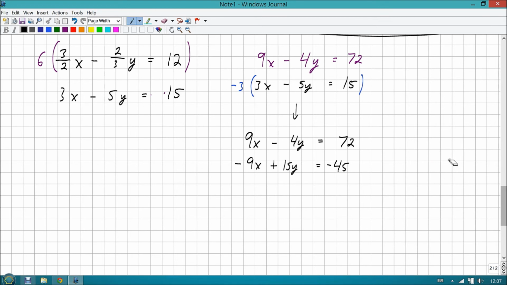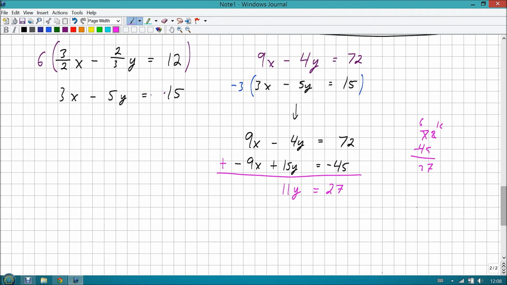Now this is a beautiful thing, because when we add them together, our x's will eliminate. So I'll put it in pink to show how beautiful it is. All right, 9 minus 9 is 0, so gone, bye-bye, no more x's. -4 plus 15 is 11. And 72 minus 45, ooh, that one's a tough one. Let's see, that would give me 27.